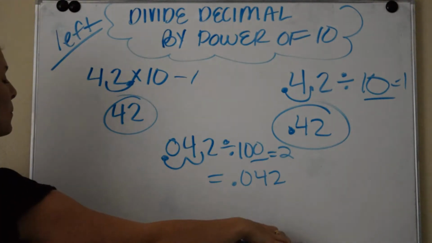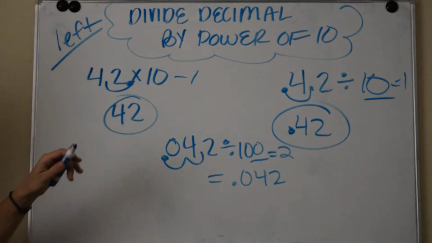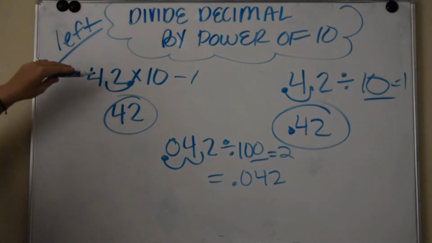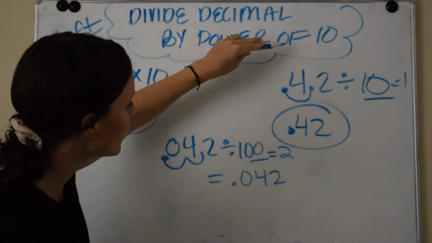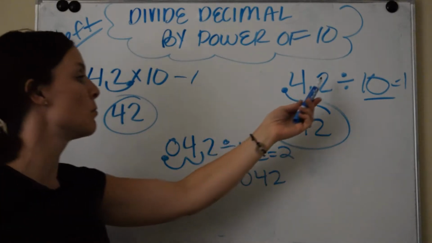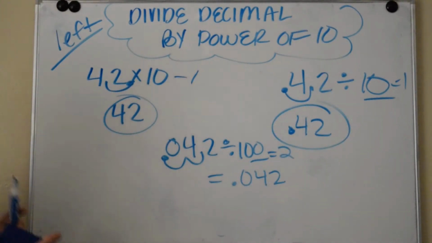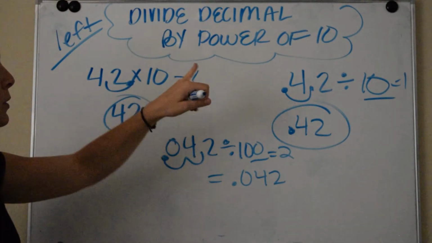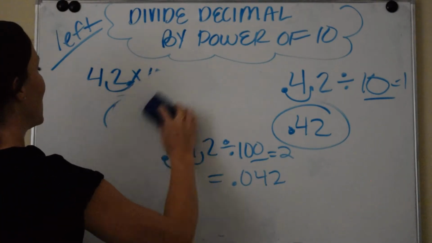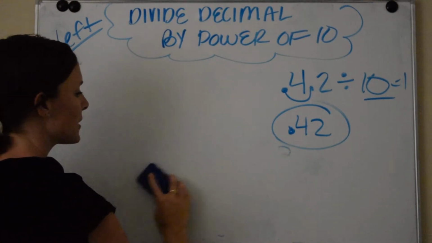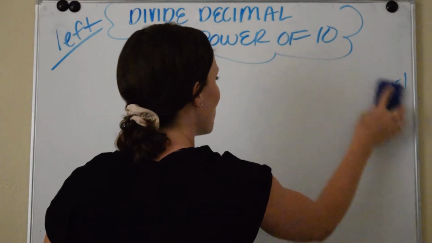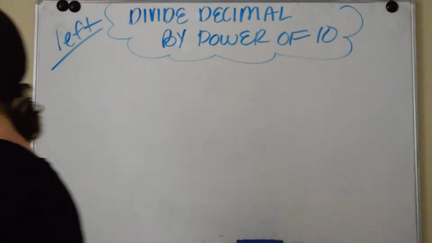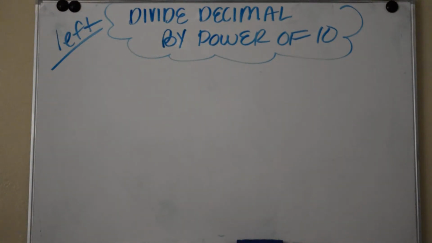Okay? So I really wanted to show you the difference between multiplying and dividing. When we multiplied, the decimal moved to the right, and when we divide, the decimal moves to the left. And you move it based on how many zeros are in your power of 10. So it's a great, easy lesson once you get the hang of it, because there is a pattern that you guys can follow. Let's go ahead and do another example.